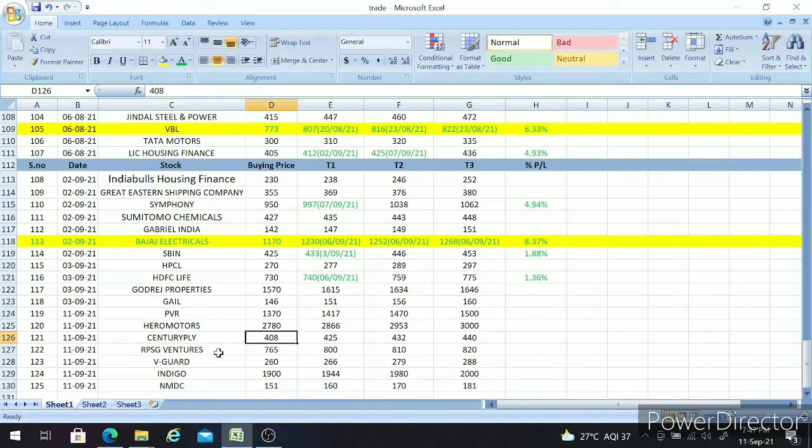For the RPSG Ventures stock, the time frame is 1 to 2 months, and the buying price is 765, with 800 being the first target and 820 being the third target. The next one is VGuard. The buying price for this one is 260 and the third target is 288, and the time frame is around 2 to 3 months, friends. And the next one is Indigo.